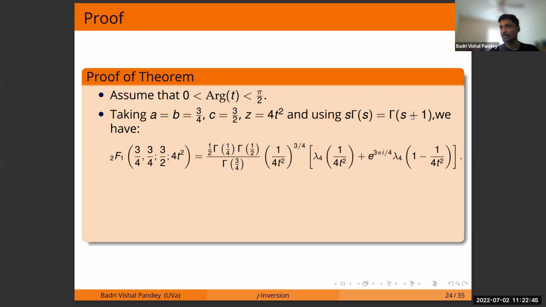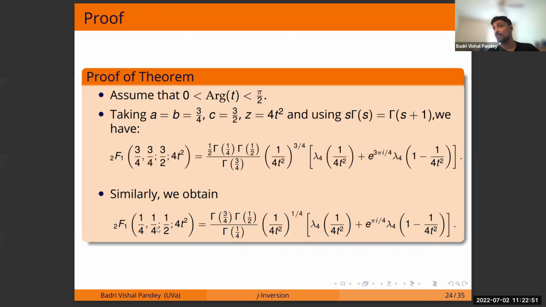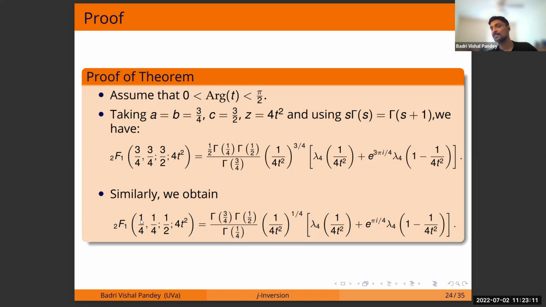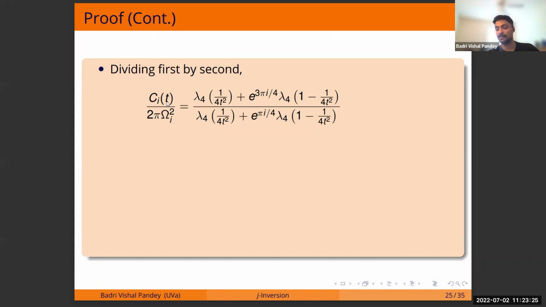Similarly, this is the way you interpolated this function. There was one more function, which was with 1 upon 4. When you choose a equal to b equal to 1 upon 4 and c equal to 1 upon 2, and z equal to 4t squared, you get something like this. And one nice thing you can notice is that these factors are the same, right? So what you do at this point is divide this by this. Then you will get some ratios of gamma functions times this factor times the ratio of this part. And when you rearrange them, you'll get something like this.